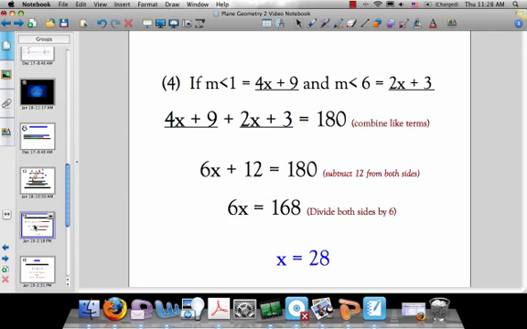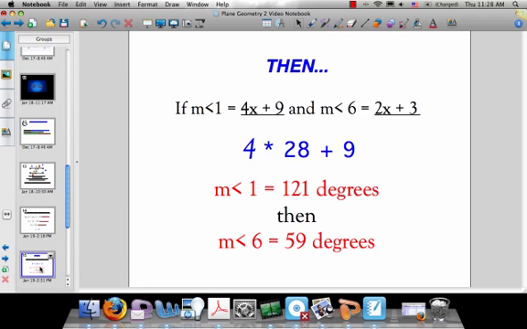Now don't jump up for joy because we're not done. We got to answer the question. The value of x is equal to 28. So now we take this value for x, and we need to substitute it in for each of the angle measurements. Now we know, and there's always shortcuts, angle 1 and angle 6 add up to be 180. So now I take 28 and I put it in place of x. This means 4 times this plus 9. So 4 times 28 is going to give me 112. And then when I add 9 to that, I get 121 degrees. And that is the measure of angle 1.